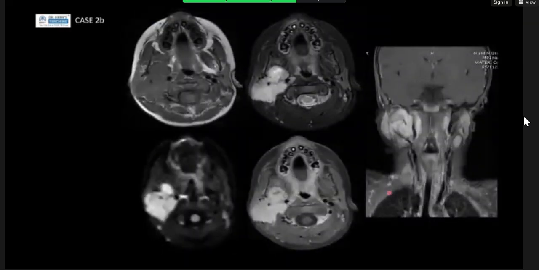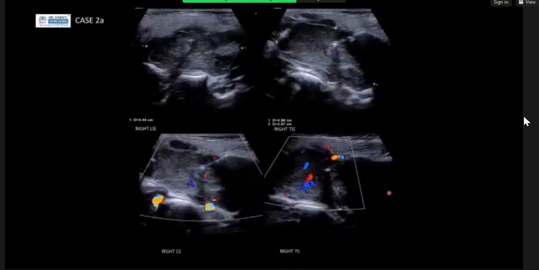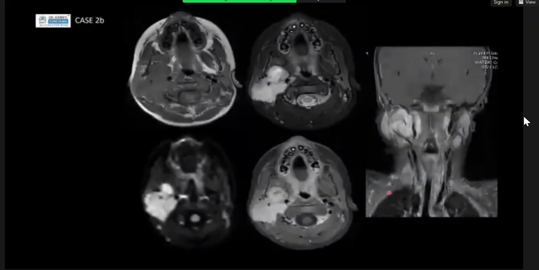In ultrasound, I see there is an ill-defined mass. I will comment on MRI. I have two images of ultrasound showing a large, homogeneous hypoechoic mass with increased vascularity at the periphery. In MRI, on this T1, I see in the right carotid space a large lobulated mass splaying the vessels, showing flow voids. In T2, there is homogeneous high signal.